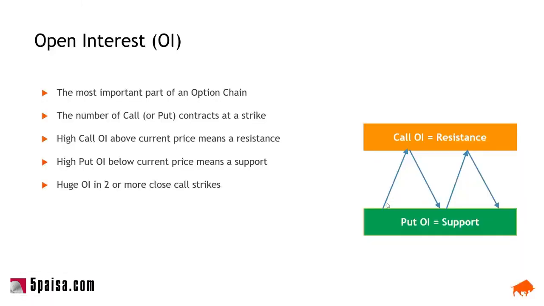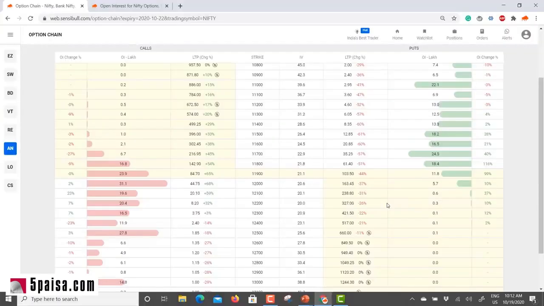Okay, let's move on. So if there is huge OI in 2 or more close call strikes, like you can see it here, 11,900, 12,000, they have reasonably high OI and they are close enough, and this acts as a zone of resistance. It's not like 12,000 exactly is the resistance. It could be that the 11,900 to 12,000 zone is a resistance. And similarly, when it comes to puts, there is support at 11,700, some support at 11,800, so it kind of acts as a zone. This is a zone, this is a zone.